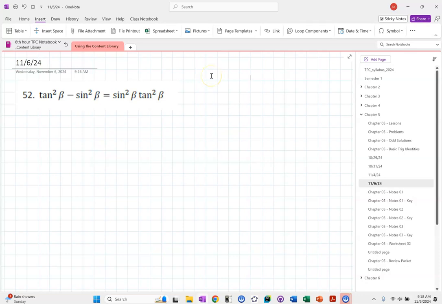So when I look at 52, let's start by picking a side. Which side would you want to pick? I would do the left side as well because I think addition and subtraction is more complicated than multiplication.